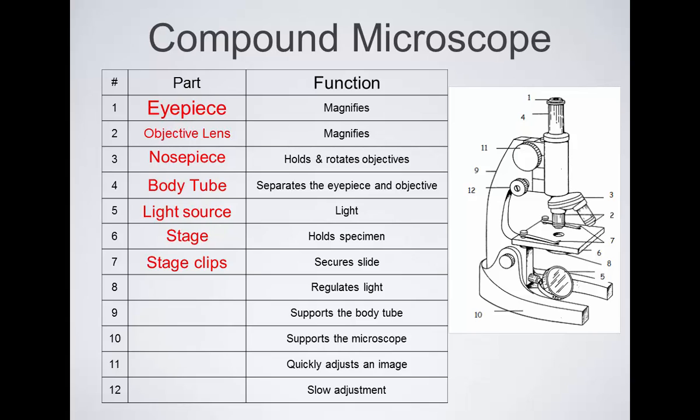Sometimes you want a brighter image, sometimes you don't. Sometimes it's too bright, it hurts your eyes. Sometimes it's too dark and you need to see things better. So you can adjust the amount of light using that dial. And the name of that dial, it's called the diaphragm.